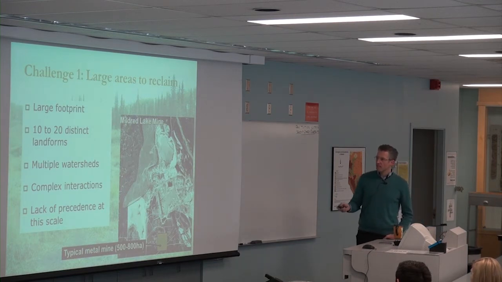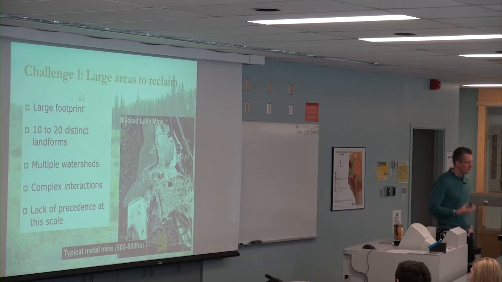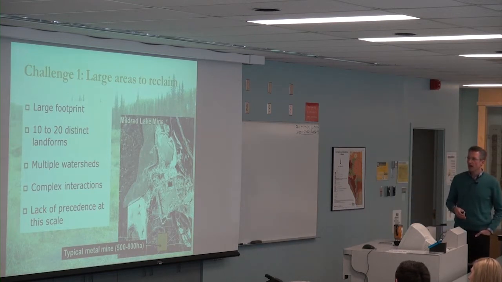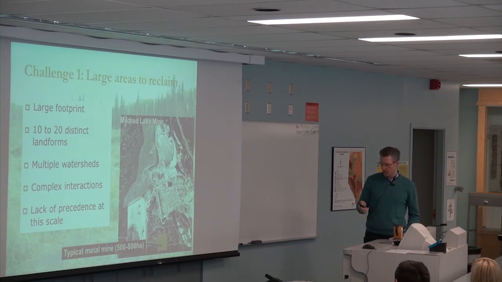So there's a lack of precedence at this scale. Then there's 10 to 20 distinct landforms in there that we need to reclaim: wetlands, upland forest, riparian areas, distinct landforms with multiple watersheds with complex interactions. So it's the scale and the diversity of ecosystems that is a challenge for sure.